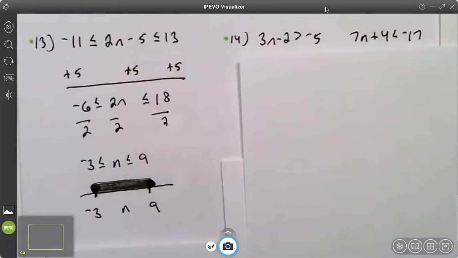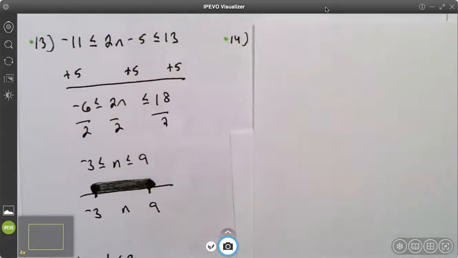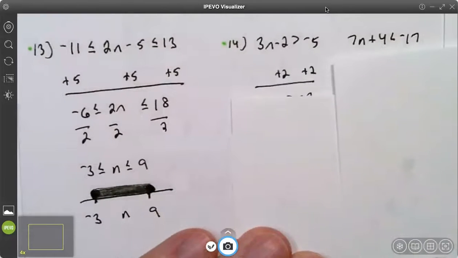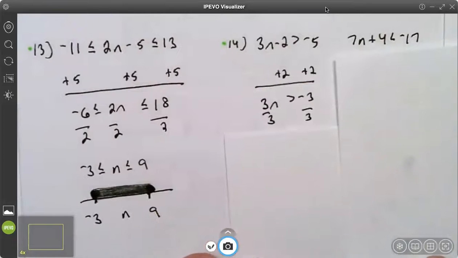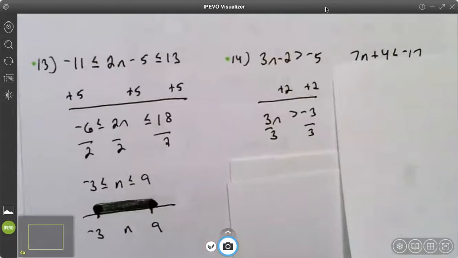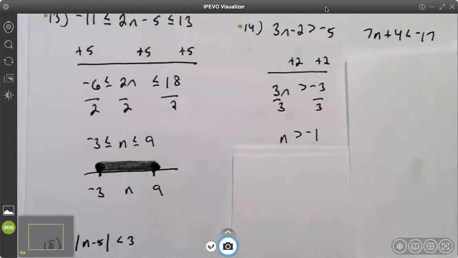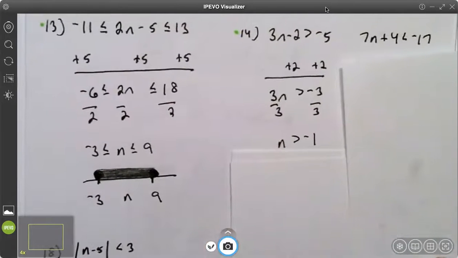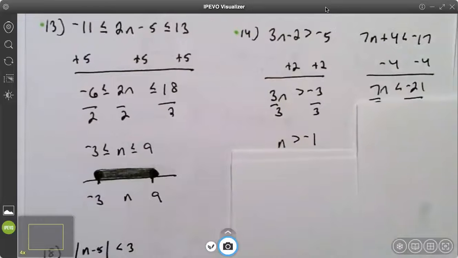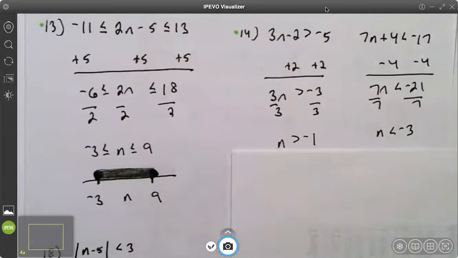On number 14, I don't know if this is going to be an and or an or. I have to work it out and see. Let's try number 14. So on the left one, I add 2, divide both sides by 3. I get n is greater than -1. On the right one, I subtract 4, divide by 7. I get n is less than -3.